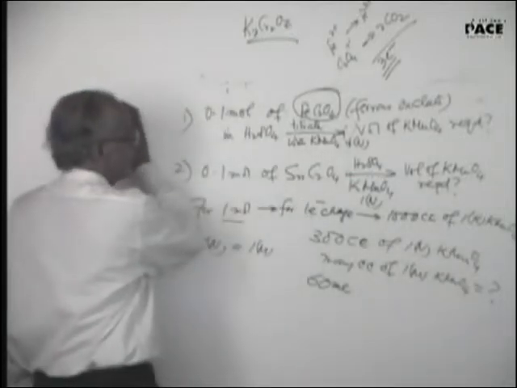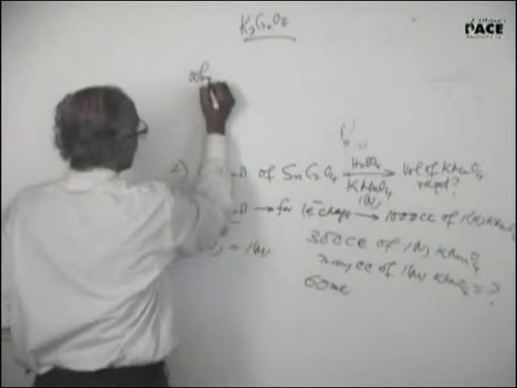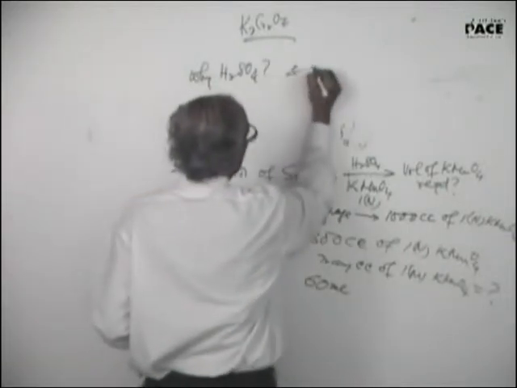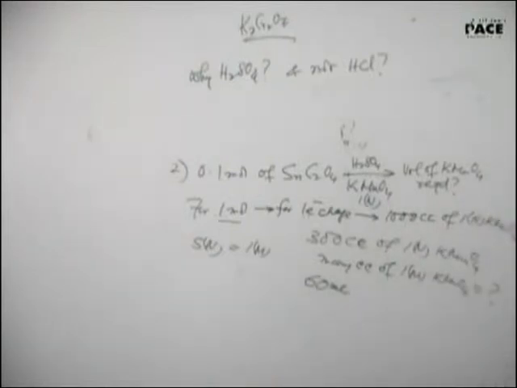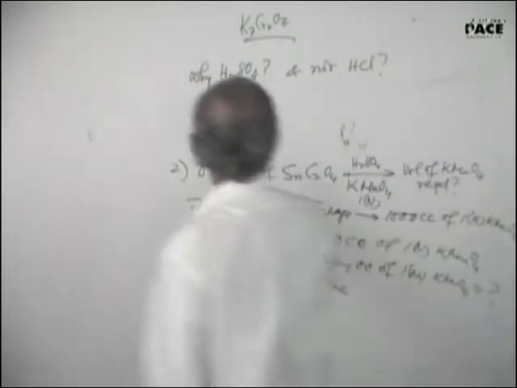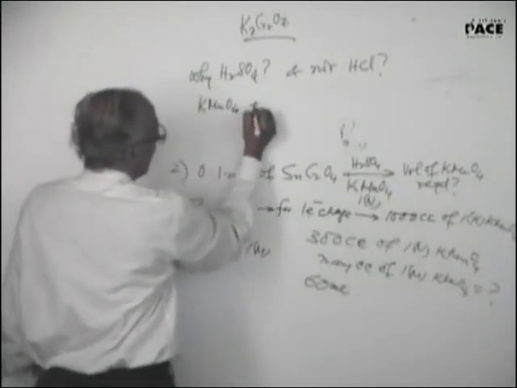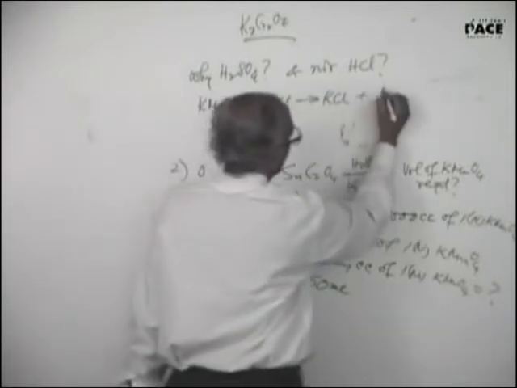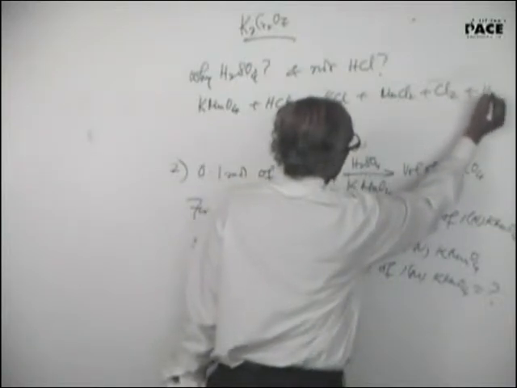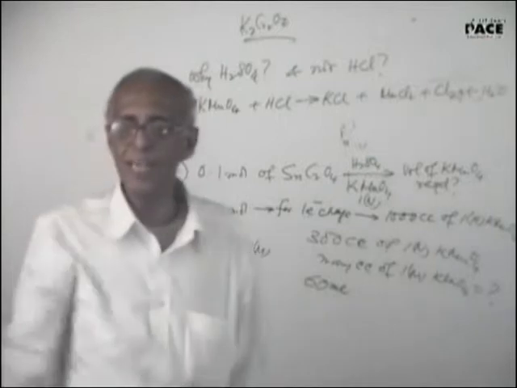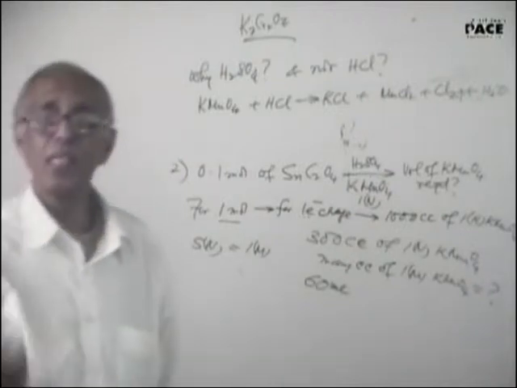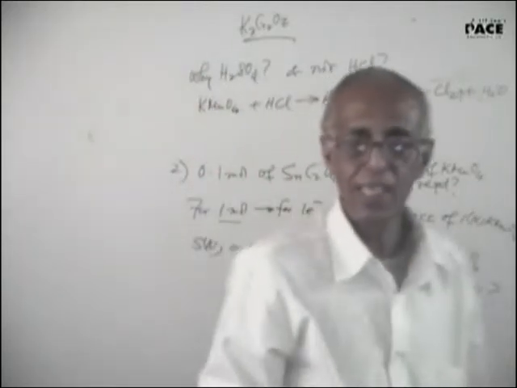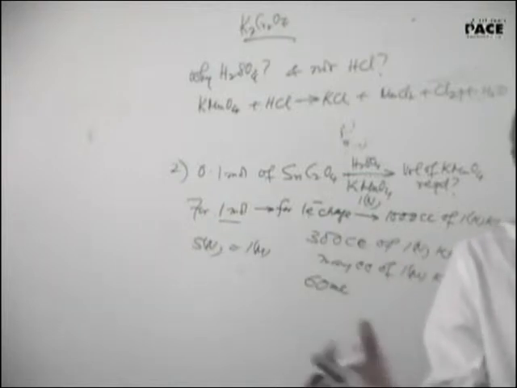Okay. Second question is, why sulfuric acid and not hydrochloric acid? Why is permanganate titration normally carried out in sulfuric acid medium and not in hydrochloric acid medium? Because permanganate plus HCl gives you KCl, MnCl2, chlorine plus water. Now you understand why HCl is not used? Because permanganate will oxidize HCl to chlorine. So permanganate will not only oxidize ferrous to ferric, it will also oxidize HCl to chlorine. So the titer value will be much higher.